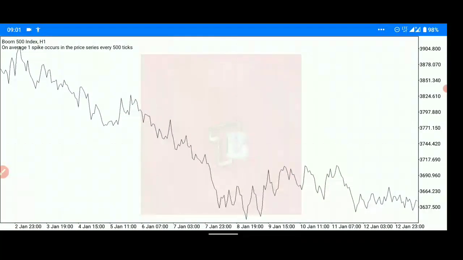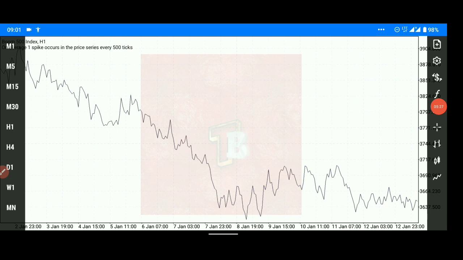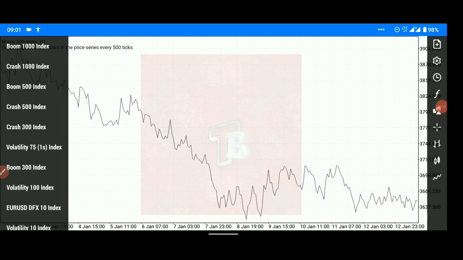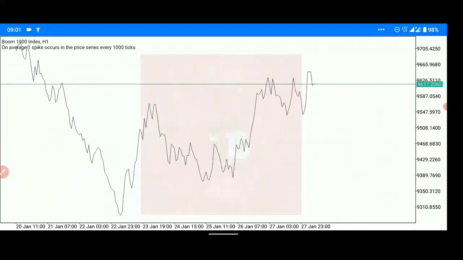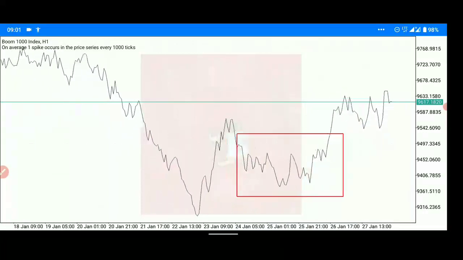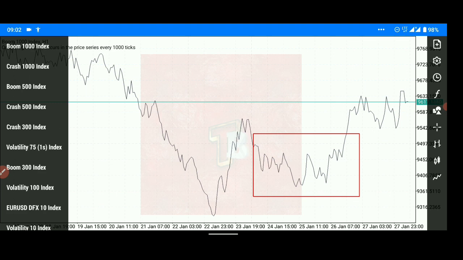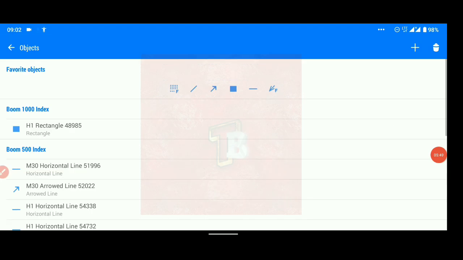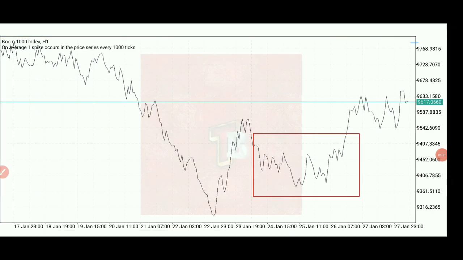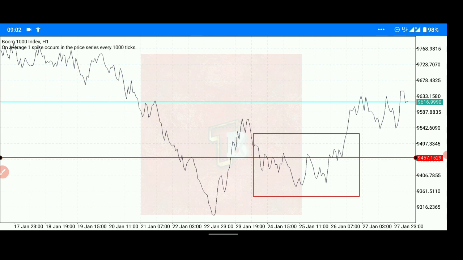So let's check other ones. Let's check another asset. Let's check 1000. I want this video to be as short as possible. Let's check our 1000. So let's draw some trend lines. Remember the time frame is the 1 hour time frame. That's what I always use to make good analysis. So this is what we have right here. If we move this up a bit, you see what we have right here.